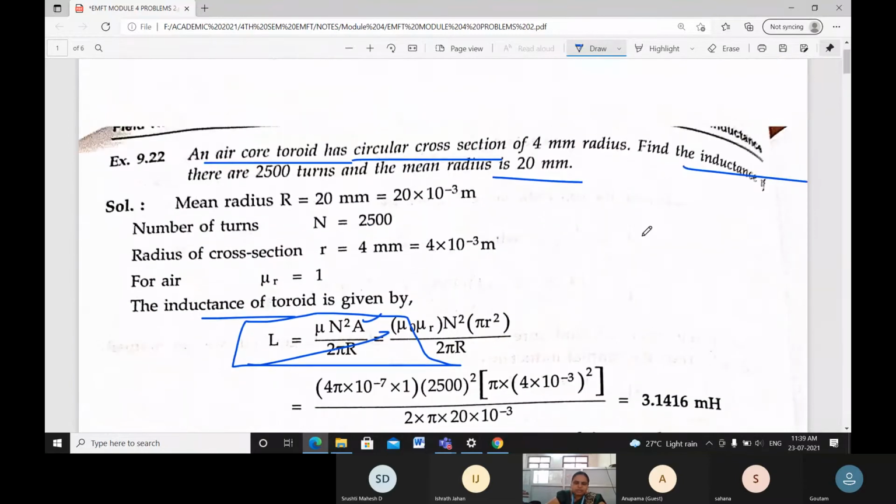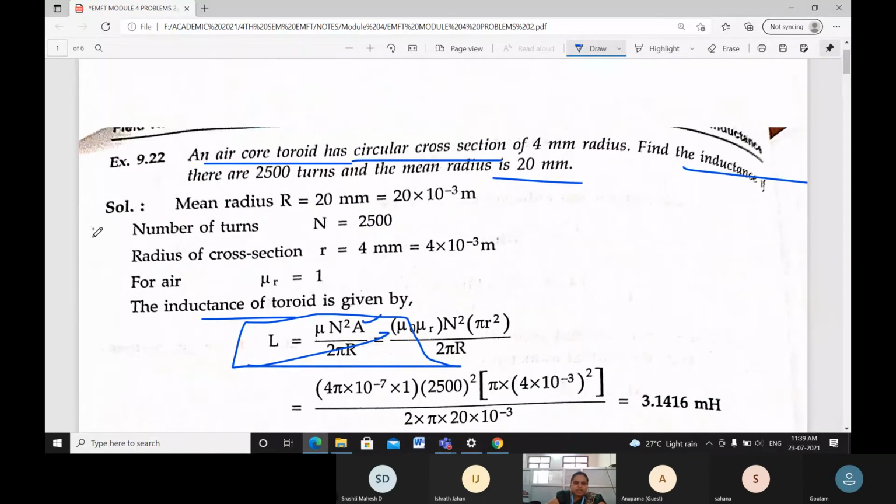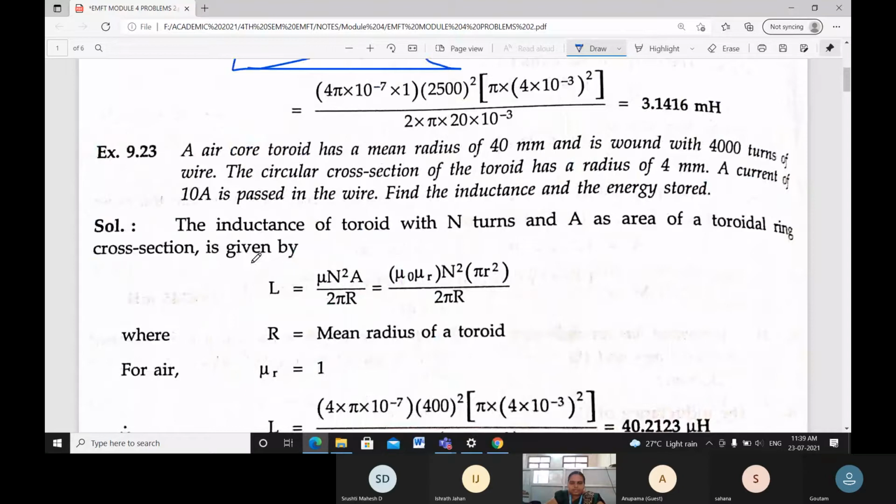Simple problems, it will be asking for maximum 4 marks or else 6 marks question in terms of problems. The theory part is very important. Next question, all are simple problems.